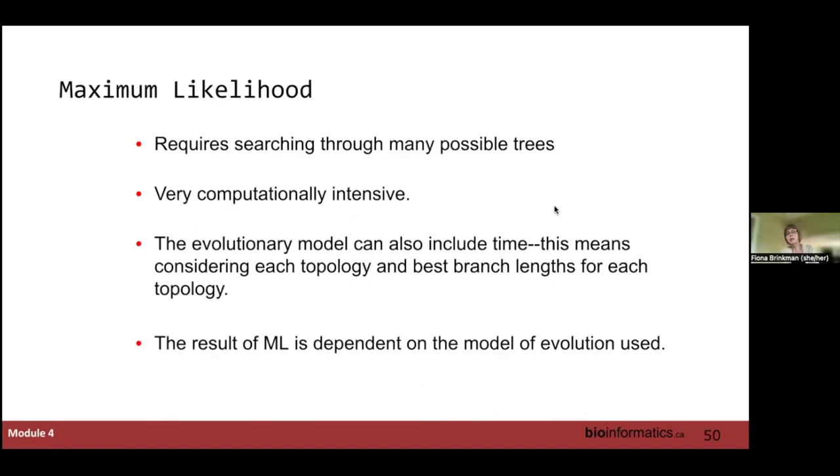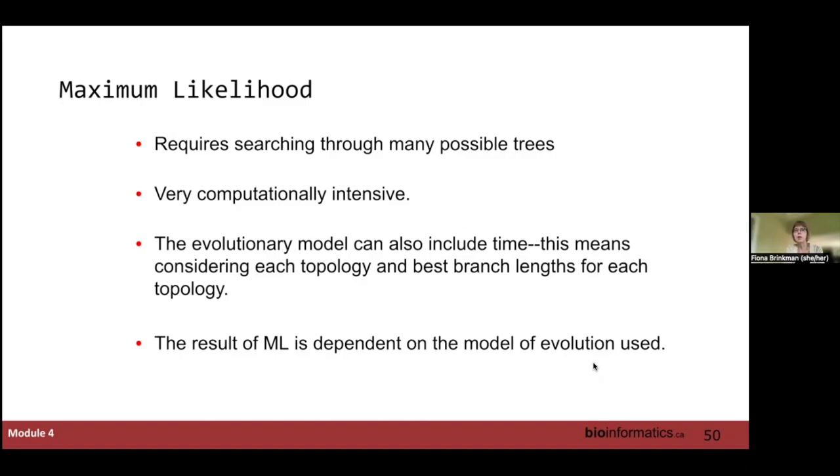I'm going through this pretty fast, but in a nutshell, the main thing to appreciate is this requires searching through many possible trees, which is very computationally intensive. The evolutionary model, though, I'll add as an aside, can include time. This means considering each topology and branch lengths for each topology. But I want to caution that the result is dependent on your model of evolution, so you have to look at that.